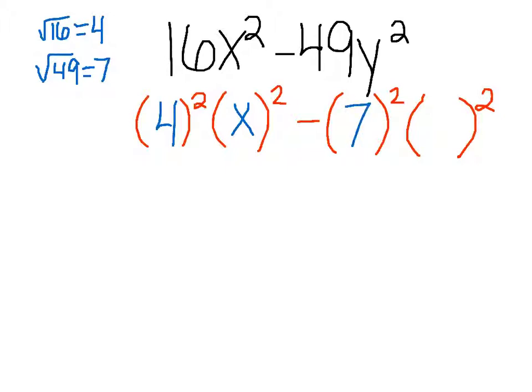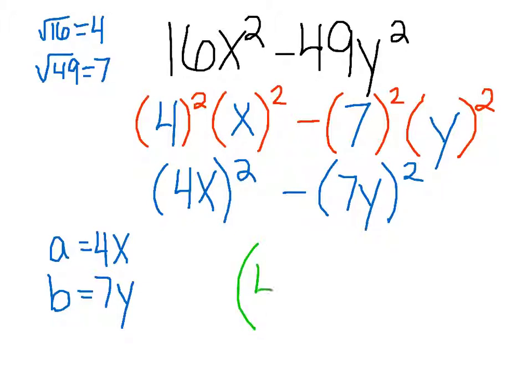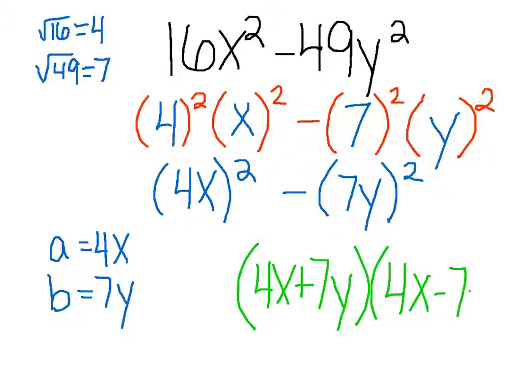So minus 7 squared times y squared. Well, this also means that I have 4x squared minus 7y squared. So my a is going to be 4x, my b is going to be 7y, and my factored form is going to be 4x plus 7y times 4x minus 7y. This is my final answer here.